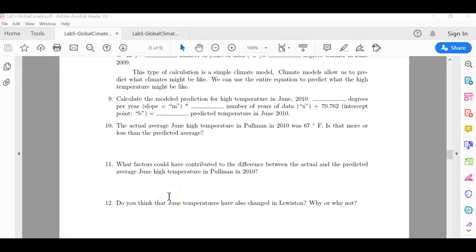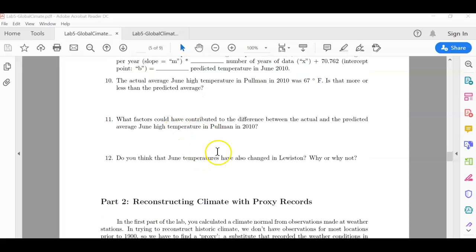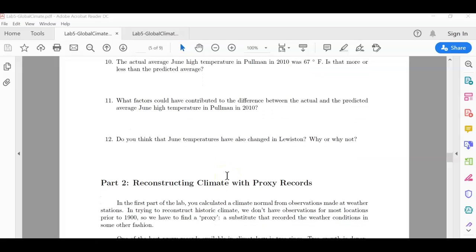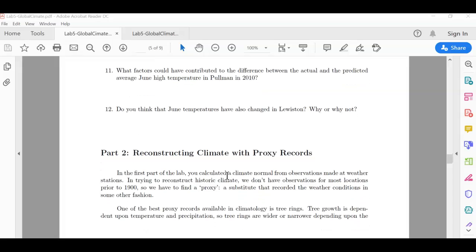Then I tell you the actual average June high temperature in Pullman in 2010 was 67 degrees Fahrenheit. Based on your calculation above, is that more or less than the predicted average that you had? I'll let you think about these two questions later, based on whatever numbers you have and what you know so far about climate.